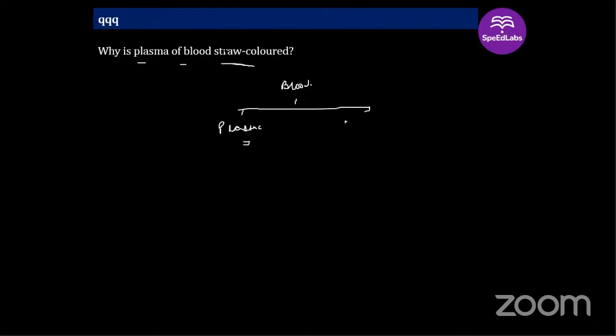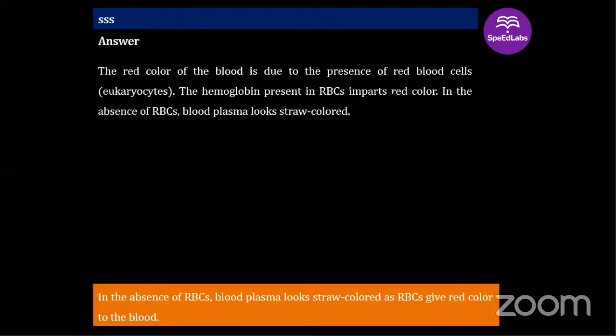The reason why plasma is straw colored is that RBCs are not present. Blood ka red color is because of the presence of RBCs, and we are not going to find that in plasma, so it is straw colored. The red color of the blood is due to the presence of RBCs, erythrocytes. The hemoglobin present in RBCs imparts the red color. In absence of RBCs, the blood plasma looks straw colored.